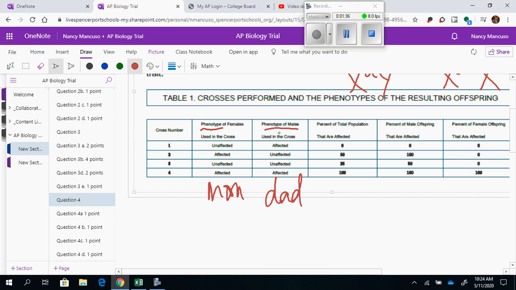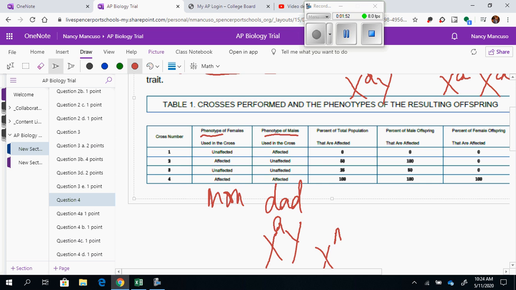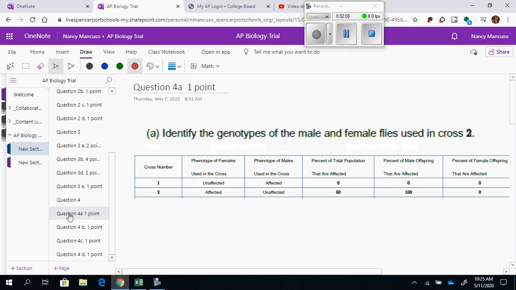So again, for dad, whatever his phenotype is, that's directly due to his genes because he only has one X. So because he only has one X, if he is affected, he's got the little a. And if he is unaffected, he has the big A. And then it tells you the percent of the total population of their offspring, and then their offspring that are males, the percent that have it, and percent of females that have it. So that's how you read that chart. All right, let's go to the first question.